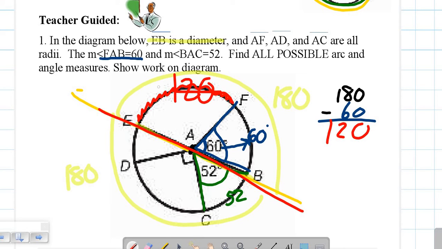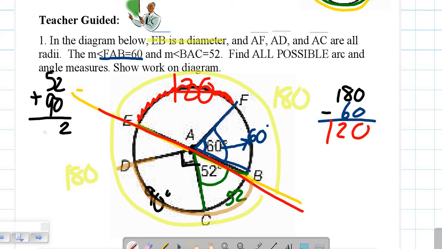We get 120. Let's see what else we can find here. We have a 90 here, which means this is 90 degrees. Now we can sweep from here to here. Let's add that up. And now we're going to get ED by doing 180 minus the 142. Do you see how powerful those diameters are? They give you all kinds of information.